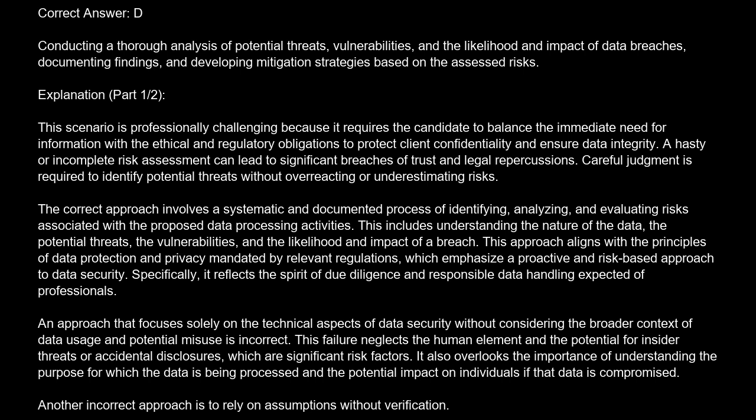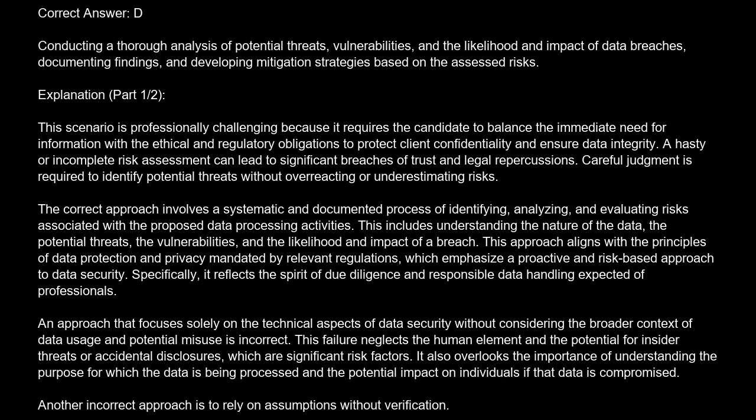Explanation. This scenario is professionally challenging because it requires the candidate to balance the immediate need for information with the ethical and regulatory obligations to protect client confidentiality and ensure data integrity. A hasty or incomplete risk assessment can lead to significant breaches of trust and legal repercussions. Careful judgment is required to identify potential threats without overreacting or underestimating risks.